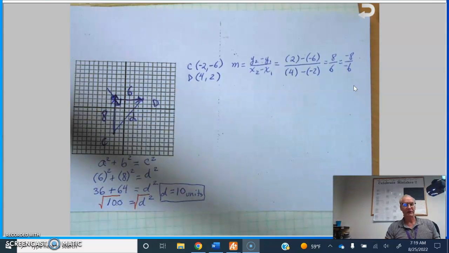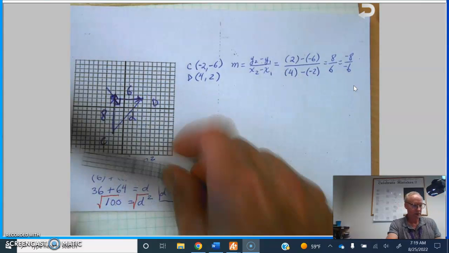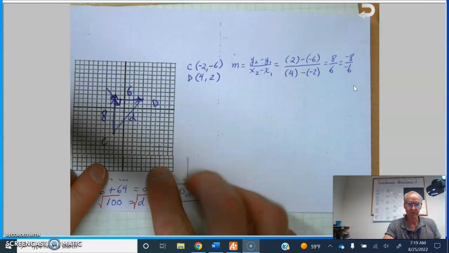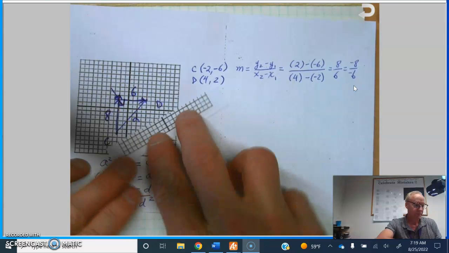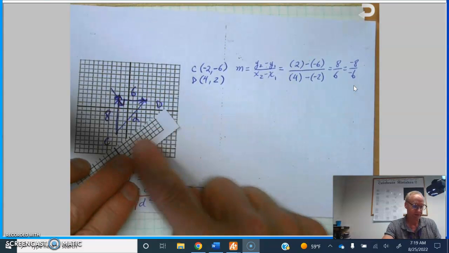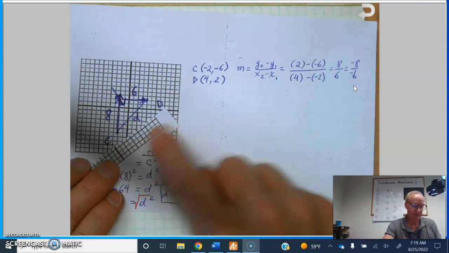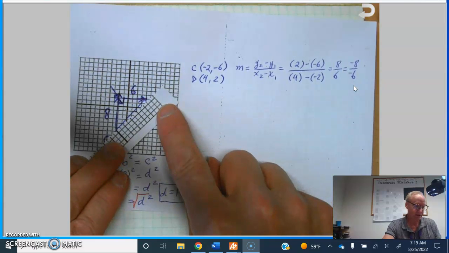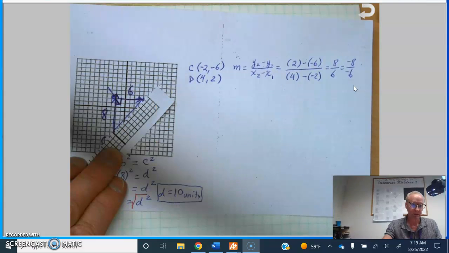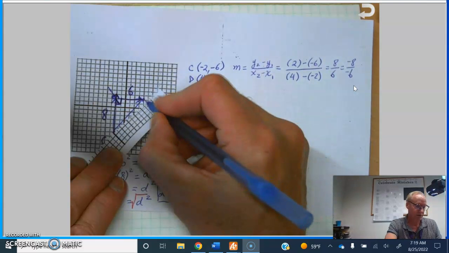Now, one of the things I have my students do is to use a piece of graph paper and actually measure the distance between C and D. These squares are 11 long. This is x coordinates, and it's 11 long. Notice that from C to D, I'm going almost exactly 10. There it is. Hopefully you can see it. This is 10 units right there.